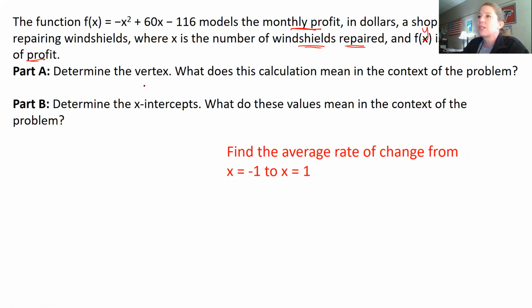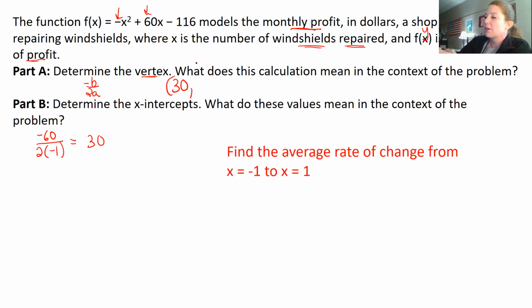Okay, so the first thing we're going to do is determine the vertex. So that's where we're going to use our negative b over 2a. So our a is -1, our b is 60. So the opposite of 60 would be -60 divided by 2 times a, and our a is -1. So -60 divided by -2 is +30. So our x value is 30. And then to find our y value, we're going to plug in 30 into the equation.